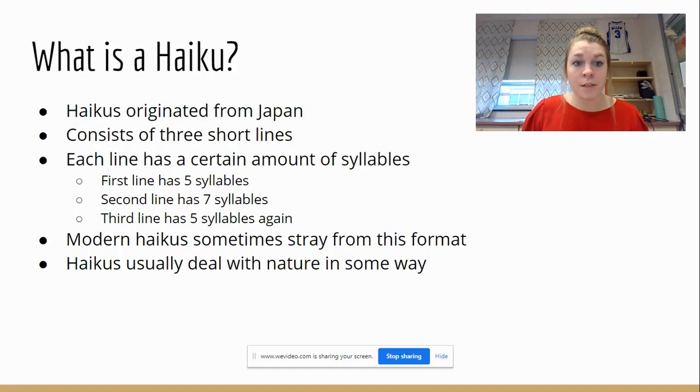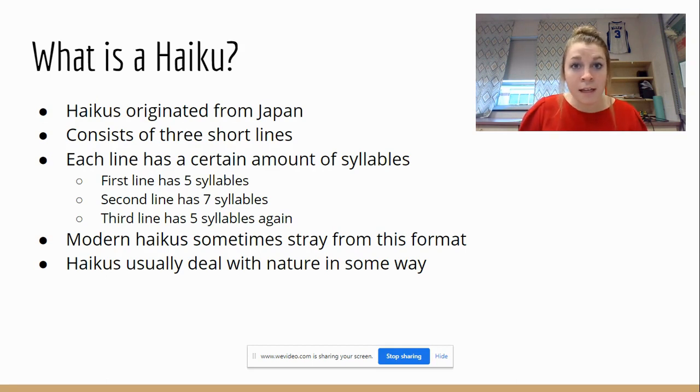So a haiku originated from Japan. It's a very, very short poem. It only consists of 3 lines, but it does follow a certain pattern. So the first line has 5 syllables, the second line has 7 syllables, and the third line has 5 syllables again. So the 3 lines, it goes 5, 7, 5.